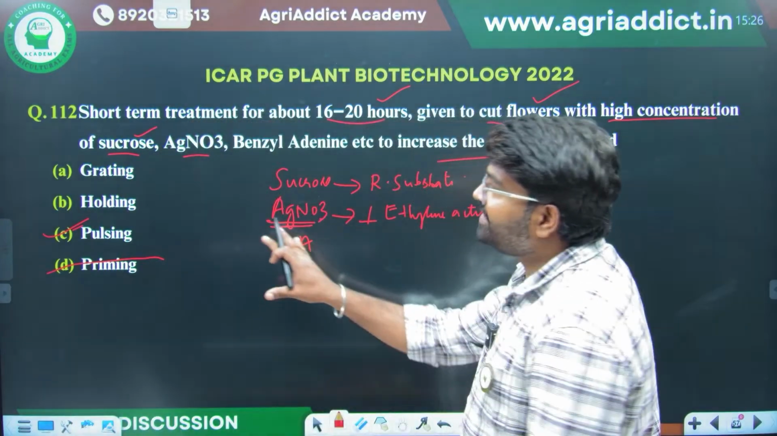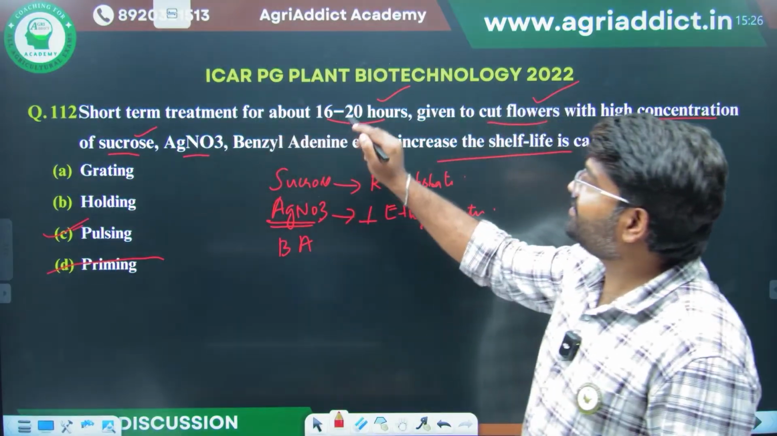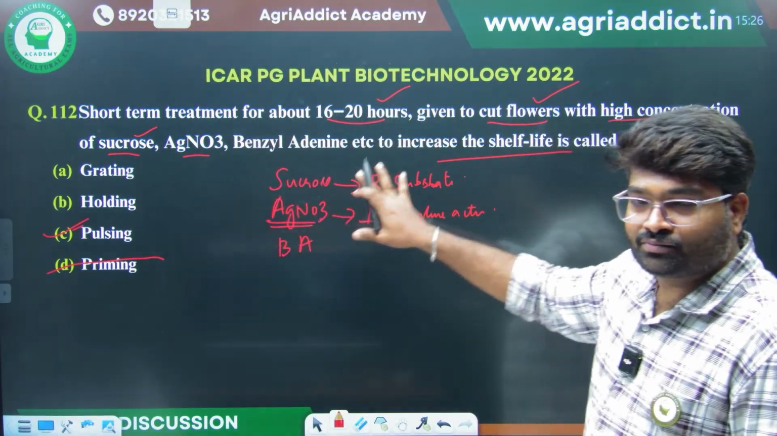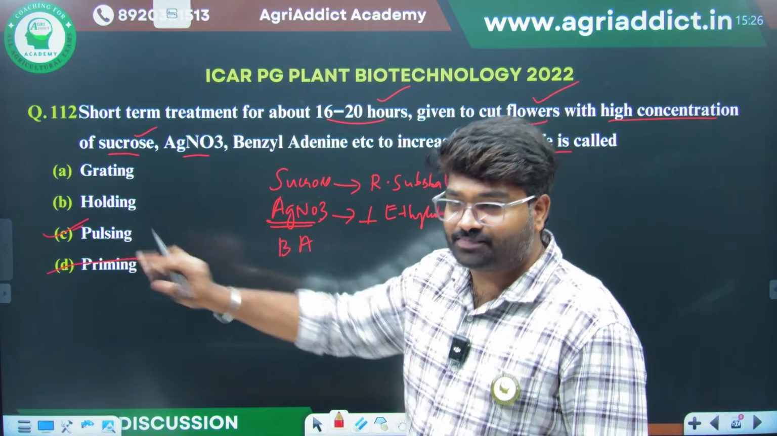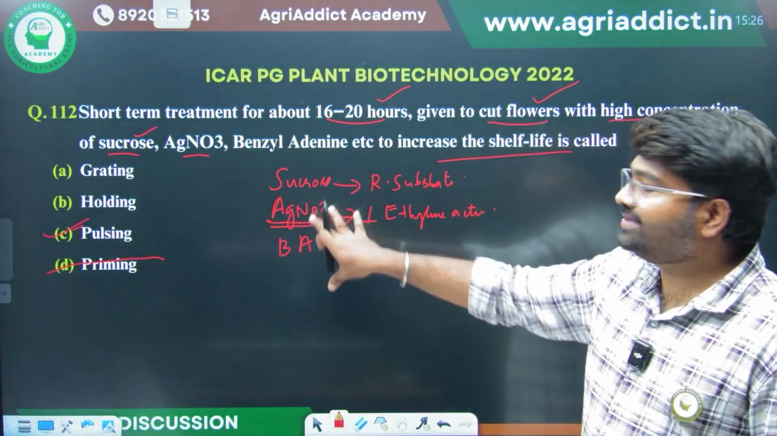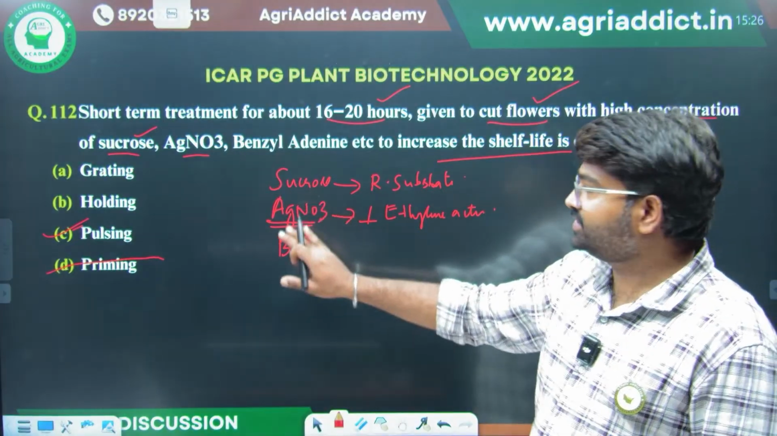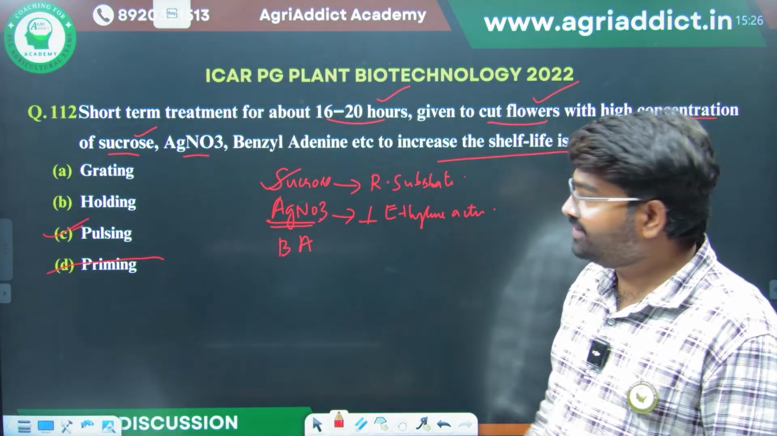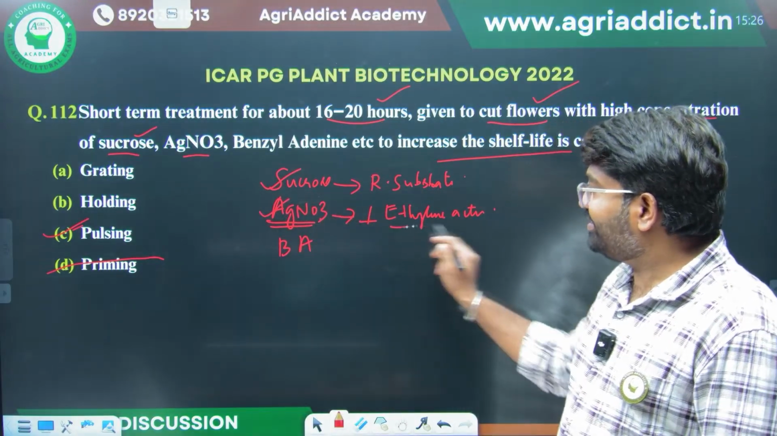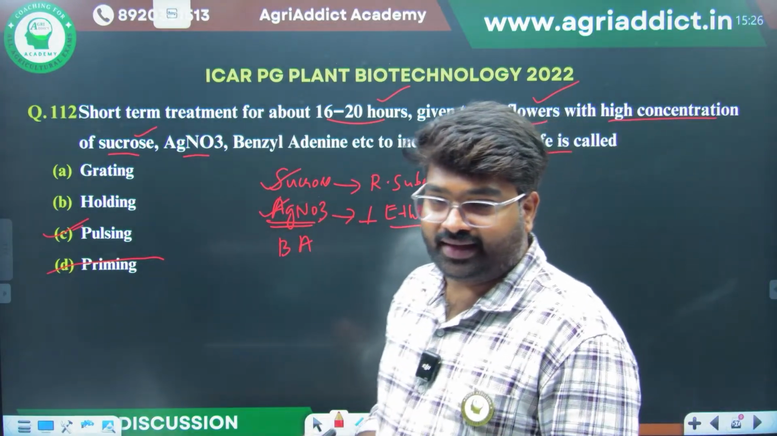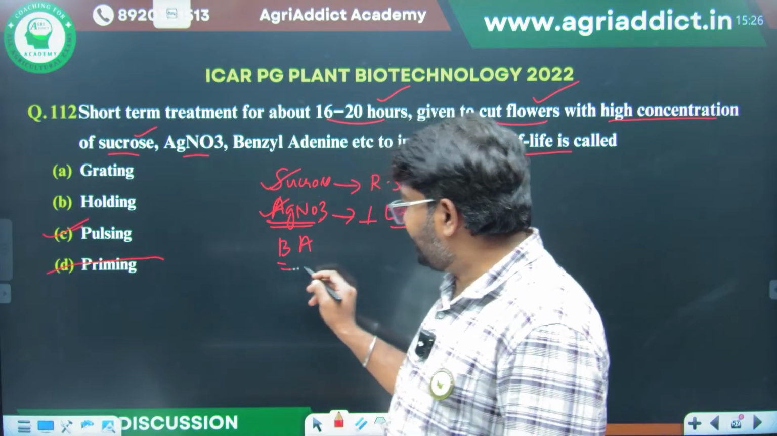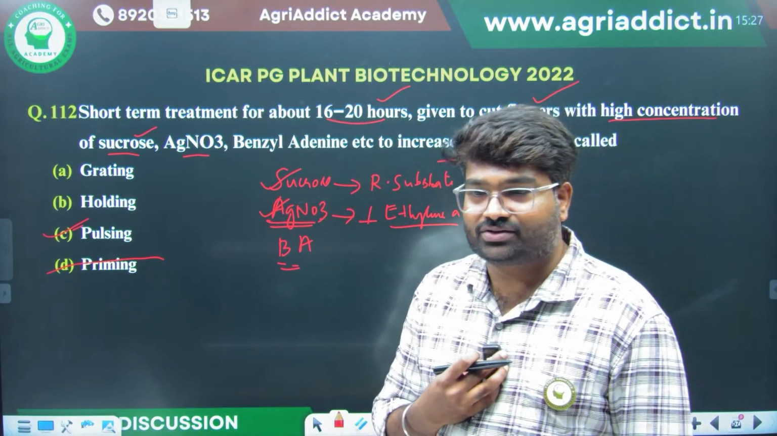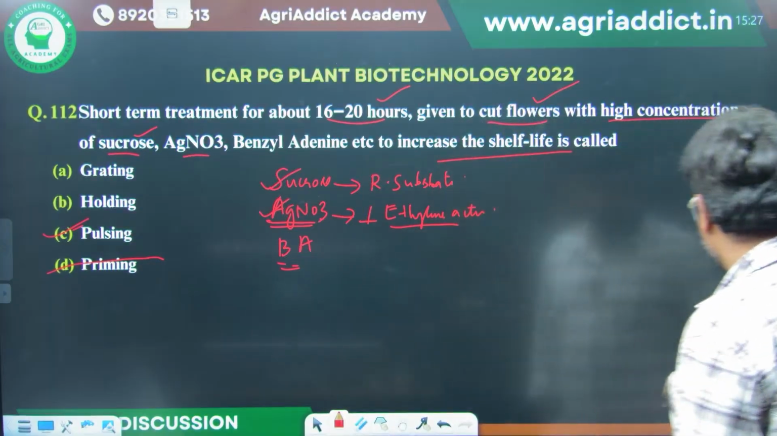See, this we have seen. A short-term treatment of 16 to 20 hours with this chemical substitute, what is that process? That process is known as pulsing. Why are we using only this component? Sucrose will act as a carbohydrate source for the respiratory substrate. Silver nitrate will inhibit the action of ethylene. Benzyl adenine will decrease the activity of ethylene. So for this purpose we are including these components.